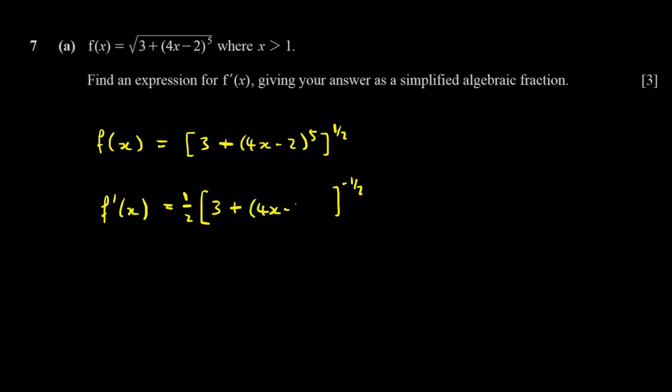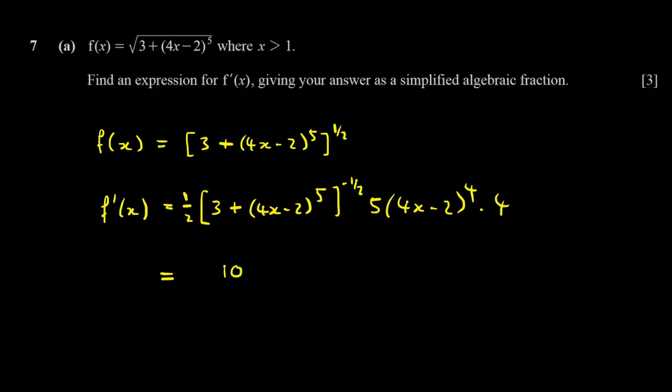And then what I've got to do is take this thing inside the bracket and differentiate that. So if I differentiate 3 plus this whole thing, well, the 3 differentiates to give 0. And this whole thing, well, if I differentiate that bracket, what I'm going to get is 5 bracket 4x minus 2 to the power of 4. That's differentiating the bracket. Then I've got to differentiate this 4x minus 2. I get 4. And so I multiply through by 4. So now if I multiply this whole thing, I've got 5 times 4, which is 20, divided by 2, which is 10.